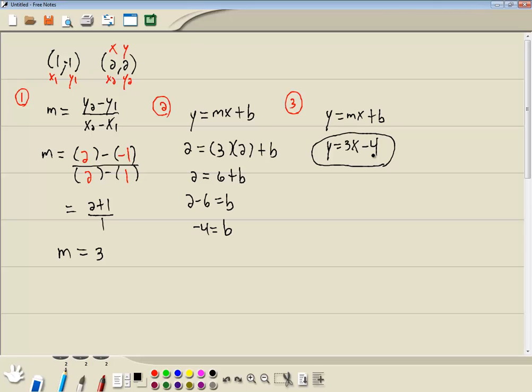Now you might have learned this with the point slope form, and that's fine if you learned it that way. It'll give you the same answer. You have to modify it slightly once you put it in the point slope form.